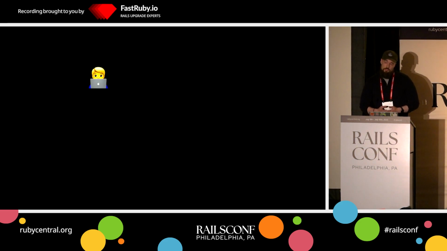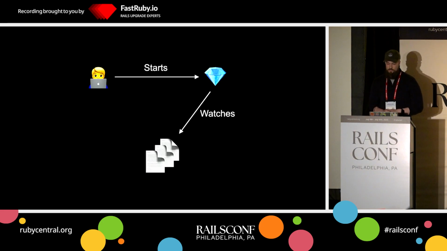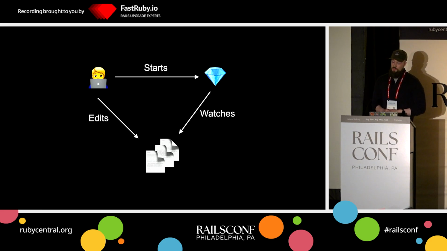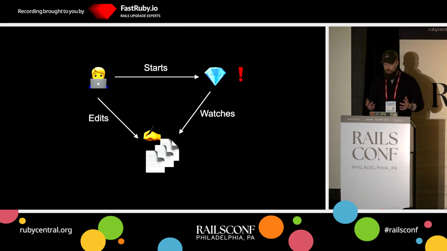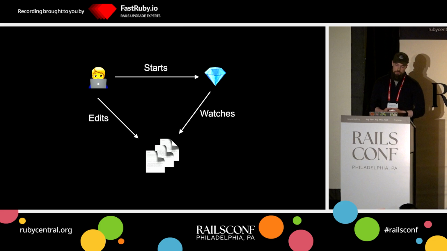We can visualize file watching with a diagram. So we have our developer here. The developer starts a Ruby process. The Ruby process watches a set of files, and the developer then edits those files at some point. And once those edits happen, the Ruby process will detect that the files have changed and then do something. This probably makes you think of autoloading, and we do watch Ruby files in development like this for autoloading purposes, but we also watch other kinds of files too.